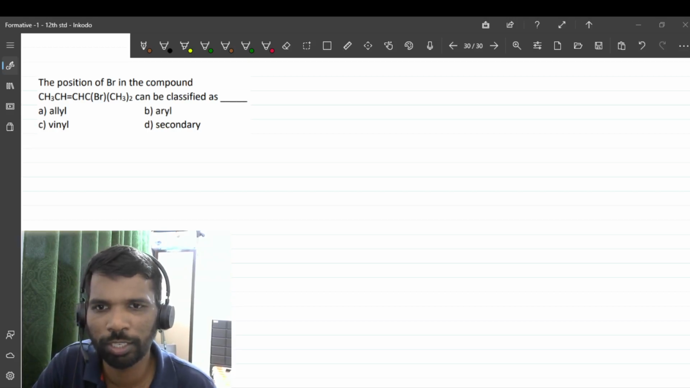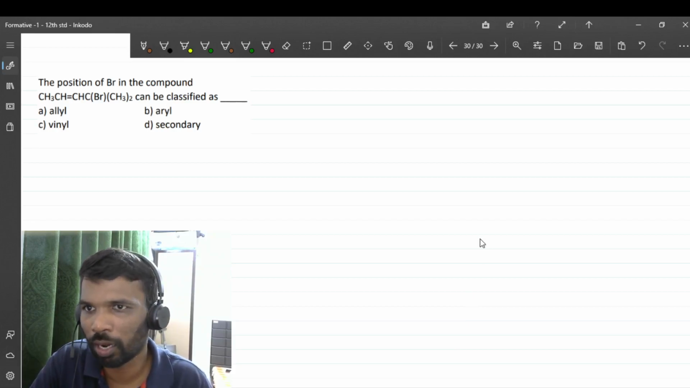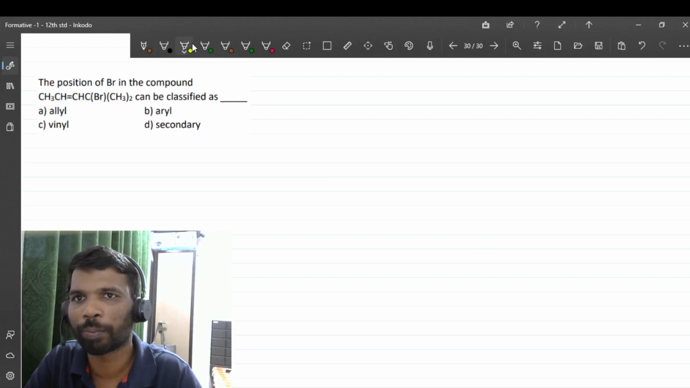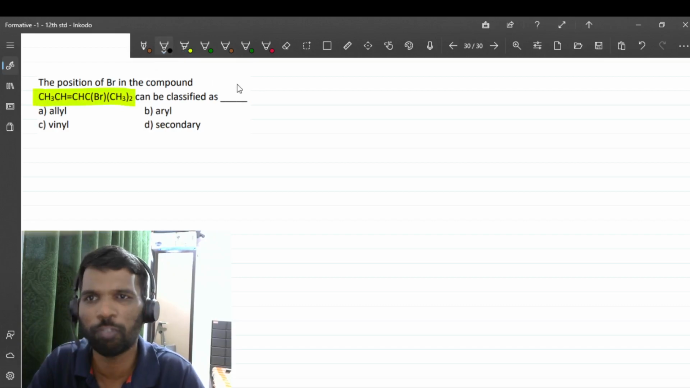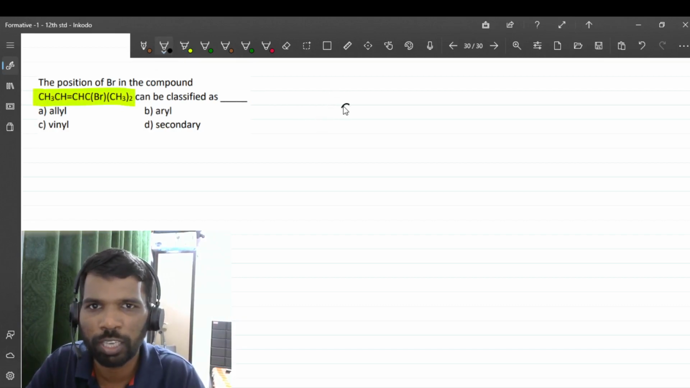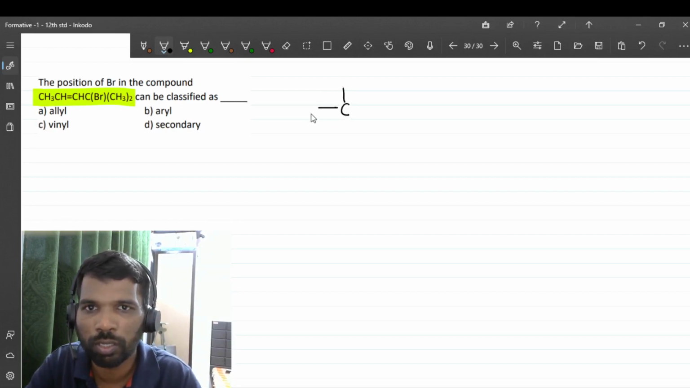The question asks the position of the Br in a compound. There is a compound which is given this way. Now, what does it mean? The first thing is that we should be able to break open this structure. There is a first carbon, and it has three hydrogens. You can see that there are three hydrogens on it. You will break it open this way. This is hydrogen, this is hydrogen, and this is hydrogen.